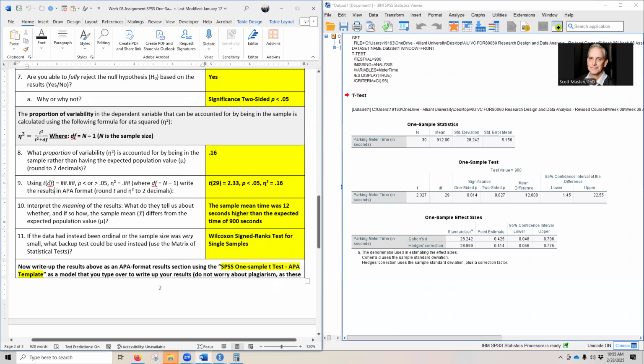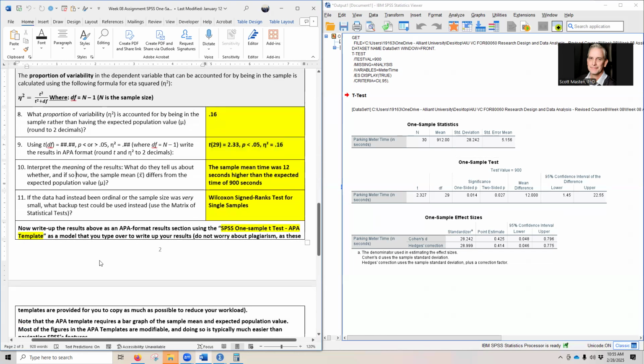So we have to fill out the T APA format. Note, some people look at this and think it's an equation. This is not an equation. This is just filling stuff out so you can write it in your APA write-up. To get this information, I filled it in over here. We have a T with degrees of freedom of 29. The T is equal to 2.33, rounded. Our p-value was less than 0.05, so we wrote less than 0.05. And eta squared, we just calculated above, is 0.16. So that's where we get this whole thing.